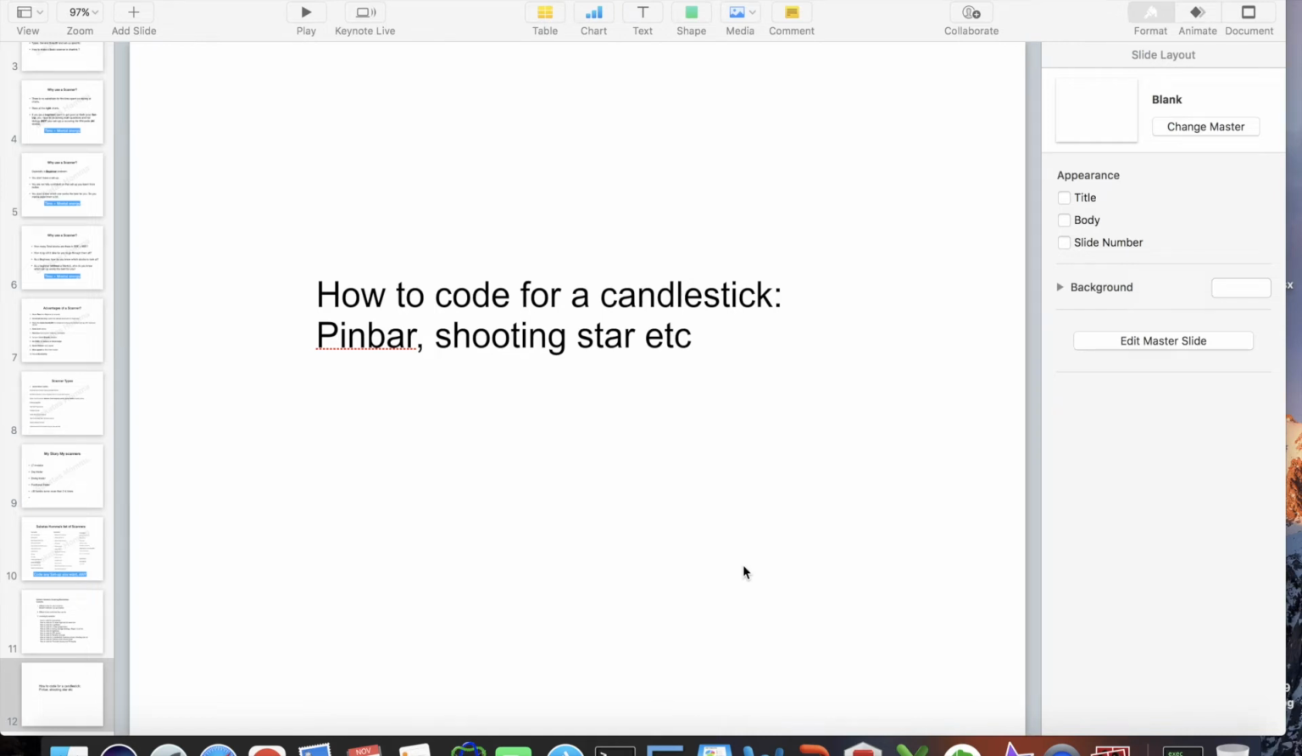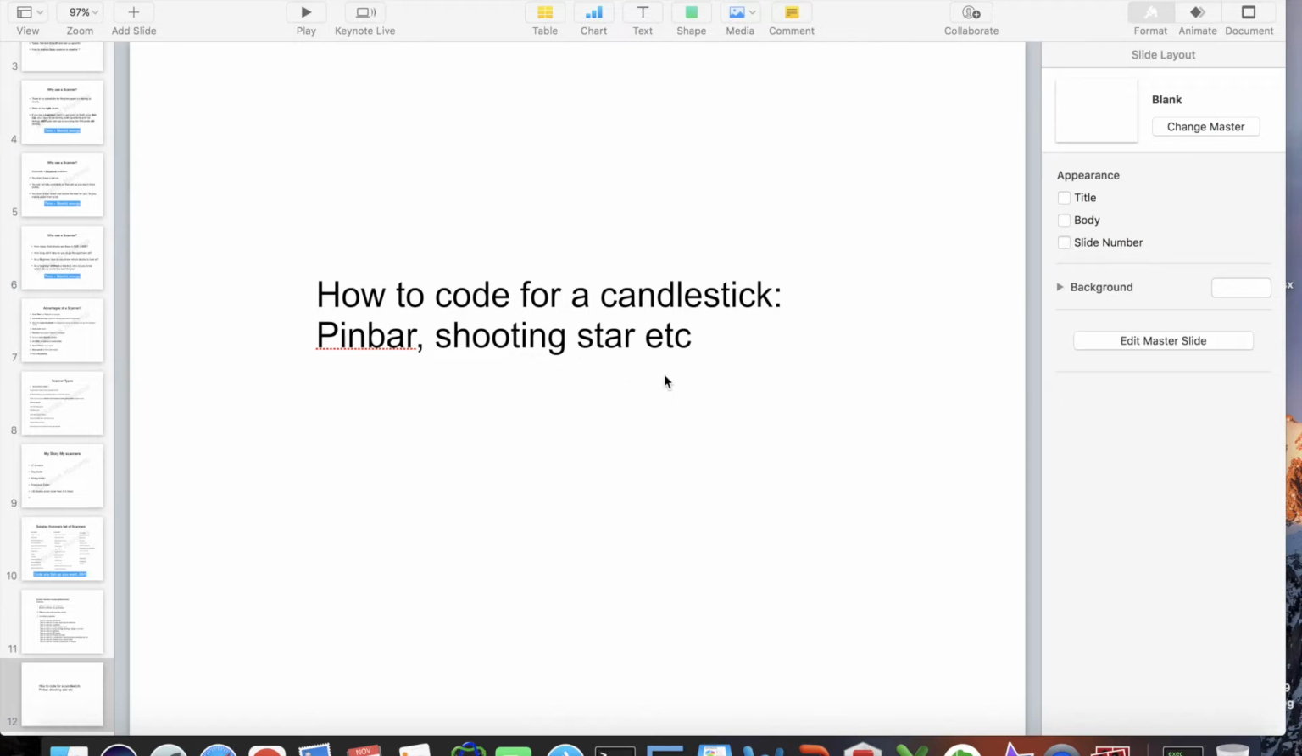So welcome to another video of this scanning masterclass. In this video, we are going to learn how to code for a candlestick, and you can basically code for any candlestick. Okay, but maybe what we are going to do here is we are just going to use an example of either a pin bar or a shooting star.